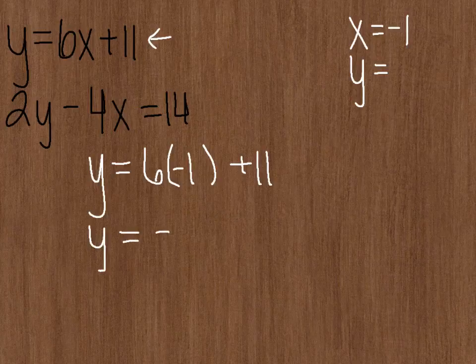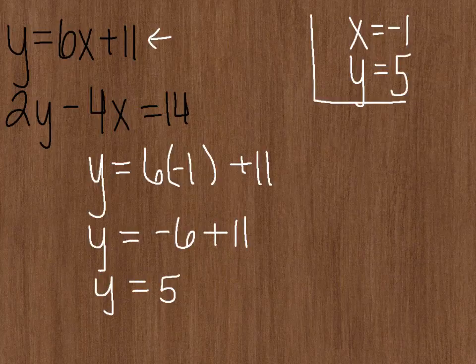6 times negative 1 is negative 6 plus 11. When I solve that, I get y equals 5. So my answer is x equals negative 1, and y equals 5. Now I'm completely done using substitution.